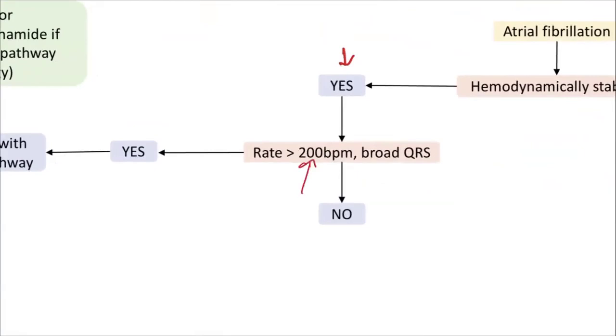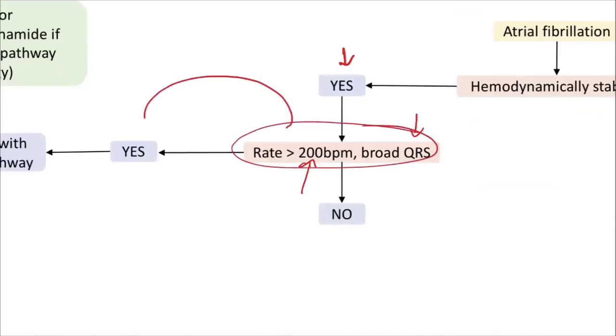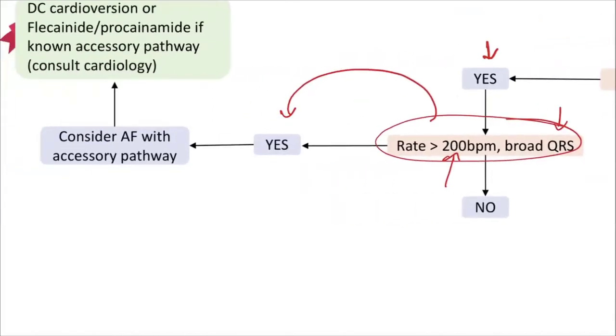Atrial fibrillation, if the heart rate is more than 200 and the QRS complex is broad, if yes, then you need to consider that this patient might have underlying accessory pathways. What are the accessory pathways? We have already learned about WPW syndrome and LGL syndrome. These are accessory pathways. Presence of these accessory pathways will lead to a heart rate more than 200, and broad QRS complexes will be present in these individuals.